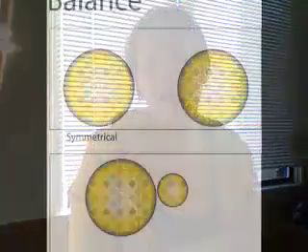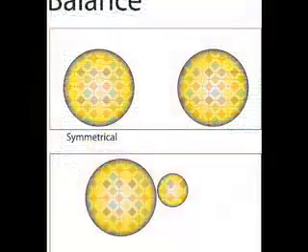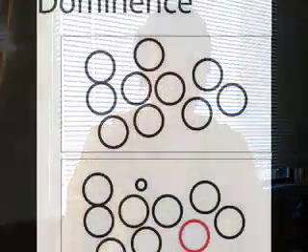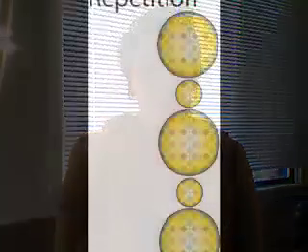The first element is balance, which can either be symmetrical or asymmetrical. Symmetrical balance is where both pieces are exactly the same, and asymmetrical balance is where the balance is weighted to one side. After balance, we have dominance, which can be shown through color or size, for example. And then we have repetition, which adds variety to your piece, as well as keeping a cohesiveness throughout the work.